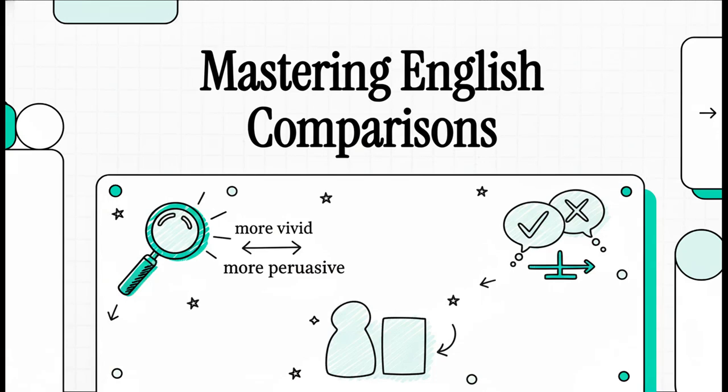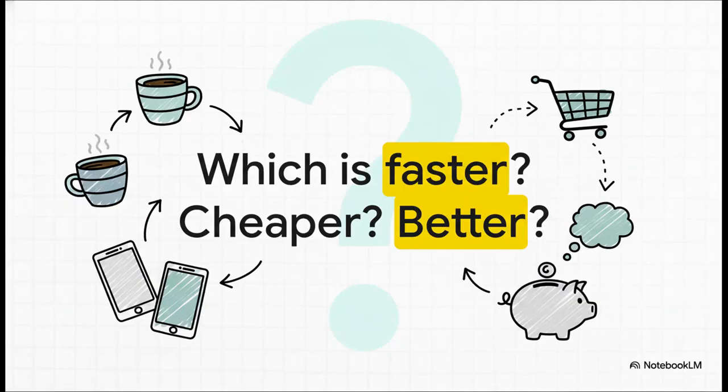Hey everyone, and welcome! Today, we're going to sharpen one of the most powerful tools in your entire language kit, comparison. It's how we make our descriptions more vivid, our arguments more convincing, and our choices crystal clear. Think about it. Every single day, you're running into choices just like these. Which coffee is better? Which phone is faster? We're constantly comparing things. Nailing the skill isn't just about sounding smart. It's about making better, more competent decisions in your life.